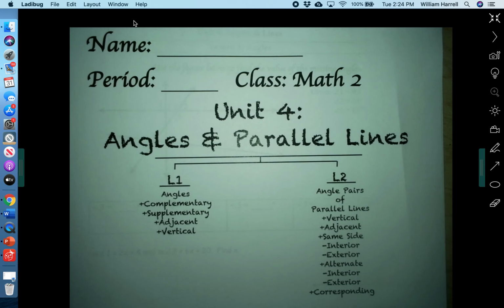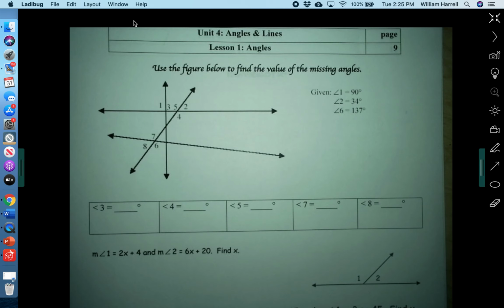What we're doing is reviewing very quickly complementary and supplementary angles. I had just a couple of questions about those. Once we go through complementary and supplementary, again a quick review, we're going to finish up with adjacent angles and vertical angles. So if you would, go to page 9.